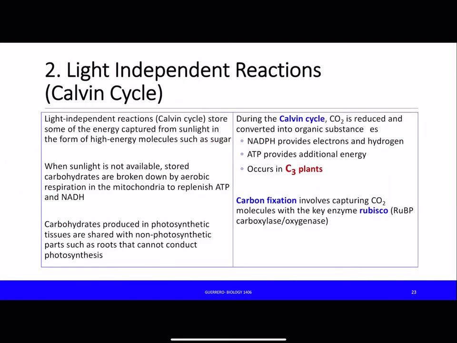Okay, so that was the light dependent. Let's talk about light independent. So your light independent reactions are also known as the Calvin cycle, and it's their job to store the energy that we've been capturing from sunlight in sugar.